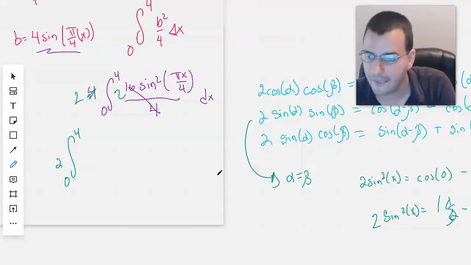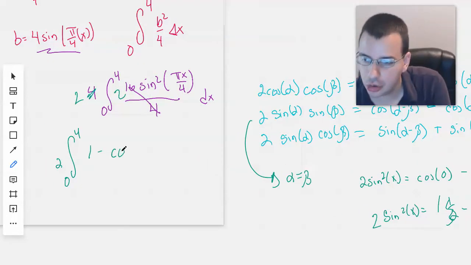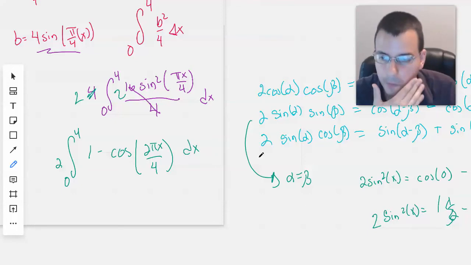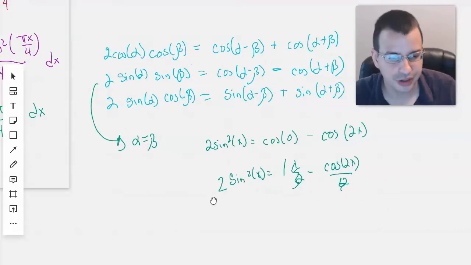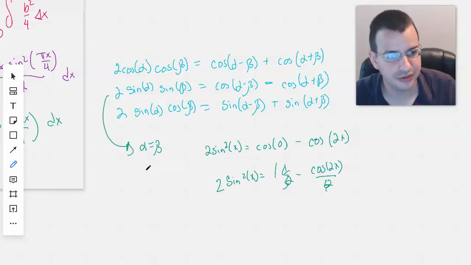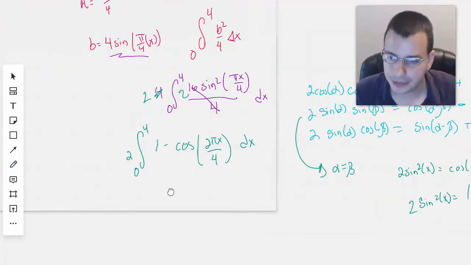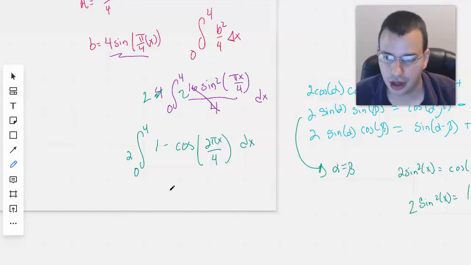1 minus cosine, and we have to double this, so 2 pi x over 4, and the 2 is the double, dx. Okay, so we converted a sine squared of x to a cosine of 2x, more or less, with some other steps involved as well. Okay, so now we're on familiar ground.